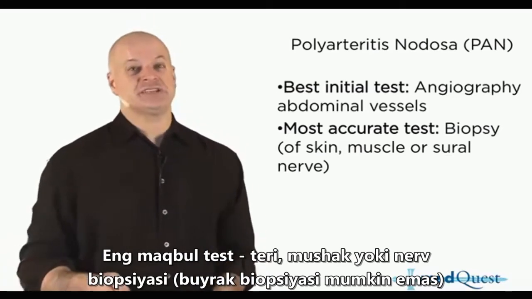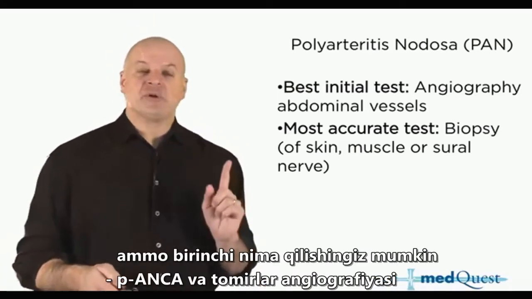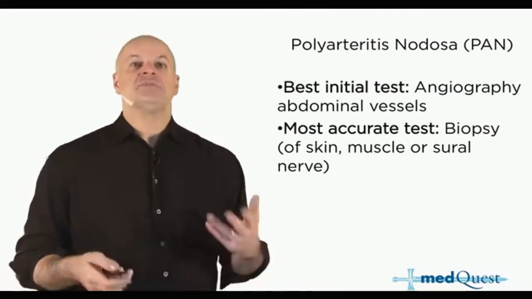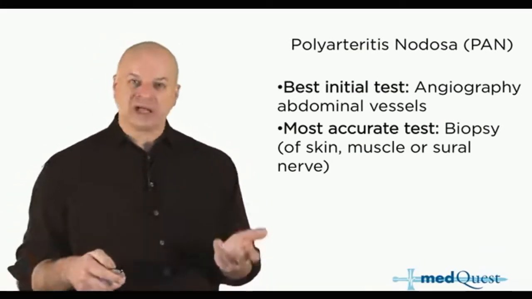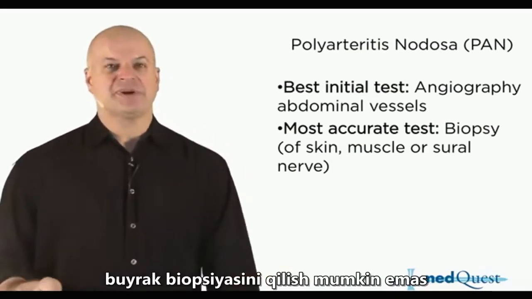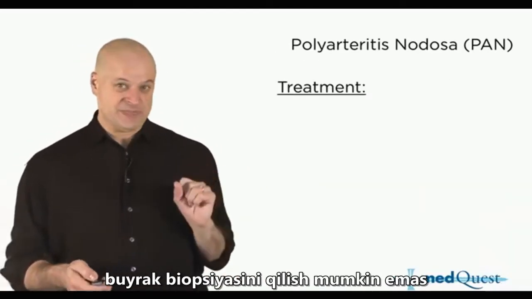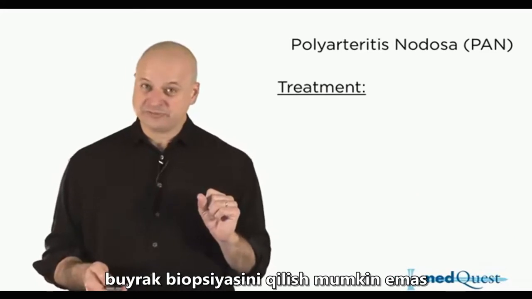The most accurate test is a biopsy. But what you can do first is P-ANCA and angiography of the vessels. Because if you see this beading and narrowing, it's polyarteritis nodosa, and I spare myself the kidney biopsy. Spare myself the kidney biopsy, but you have to get some tissue proof.